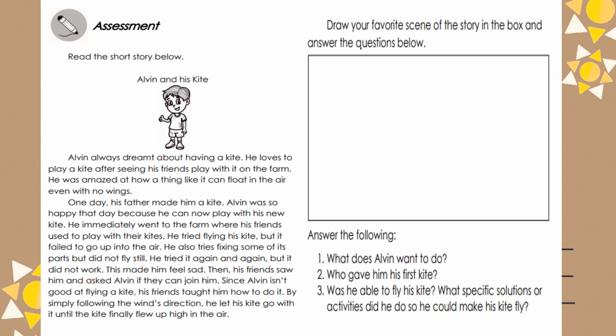in the air. Draw your favorite scene of the story in the box and answer the questions below. Here are the following questions. Number 1, what does Alvin want to do? Number 2, who gave him his first kite? And number 3, was he able to fly his kite? What specific solutions or activities did he do so he could make his kite fly?